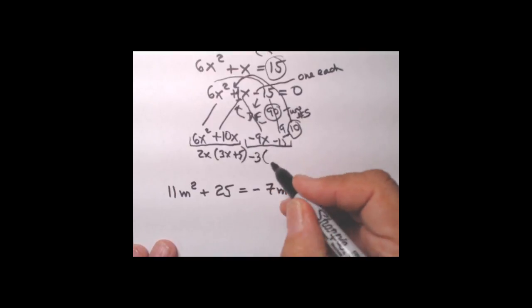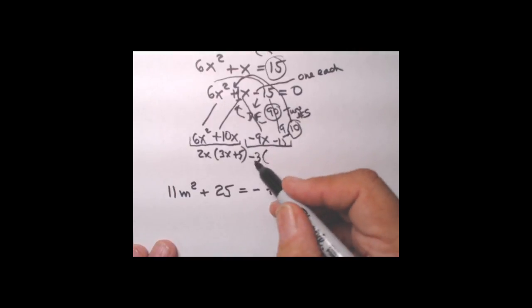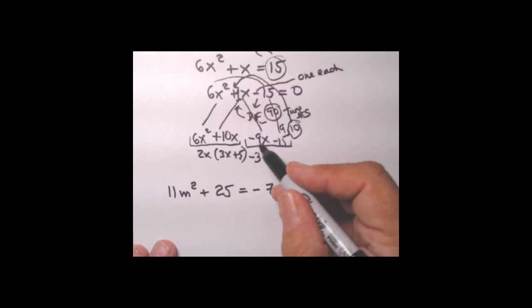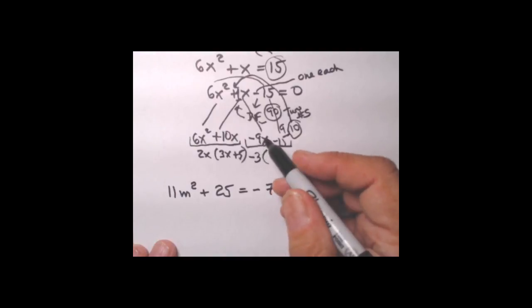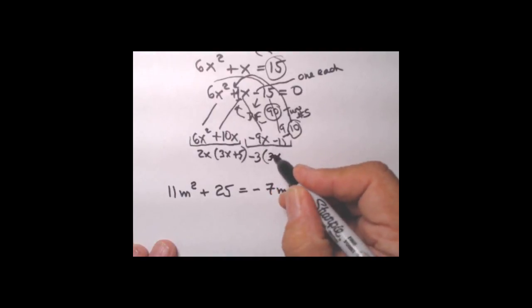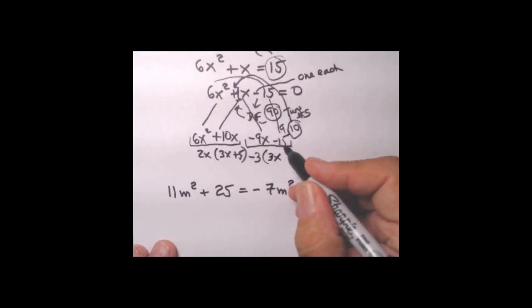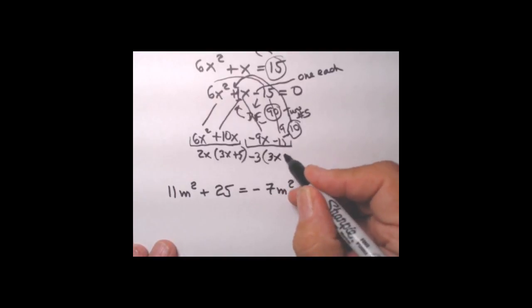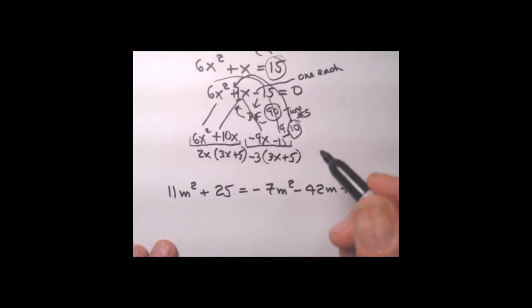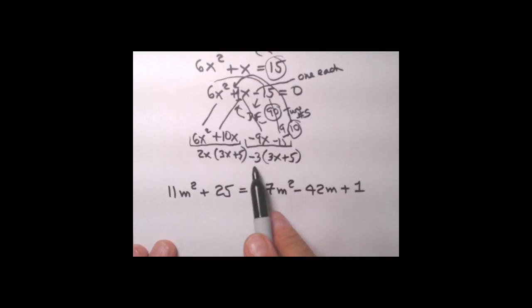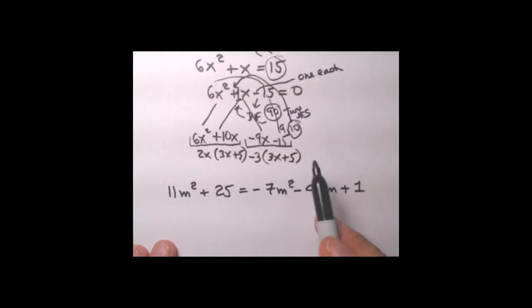Okay, and now what's going to be left? Well, what's left after you factor a minus 3 out of minus 9x? Looks like 3x. And what's left when you factor minus 3 out of minus 15? Looks like it's plus 5. Now let's double check this. Negative 3 times 3x is indeed negative 9x. Negative 3 times plus 5 is negative 15.